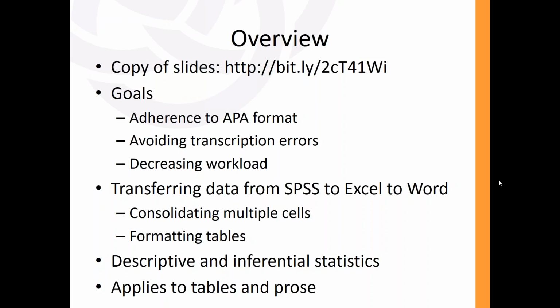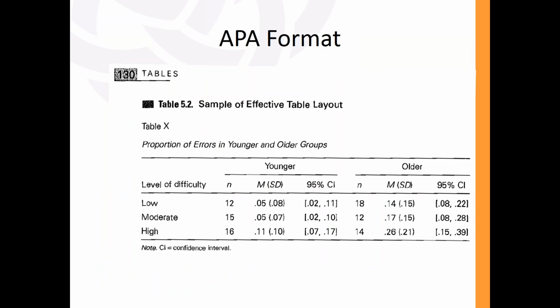So now, all this overview aside, let's look at an example of an APA formatted table. This is an example from the APA manual on page 130. This is, again, a descriptive statistics table on proportion of errors in younger and older groups. They have a younger group and an older group, and in this sort of imaginary study, they have a level of difficulty variable, so they describe each sample. In the low difficulty group, there are 12 younger participants, and the M and SD stand for the mean and the standard deviation, so 5% errors with a standard deviation of 8%, and then you have the 95% confidence interval, which is a measure of the variability that could be expected within that sample.